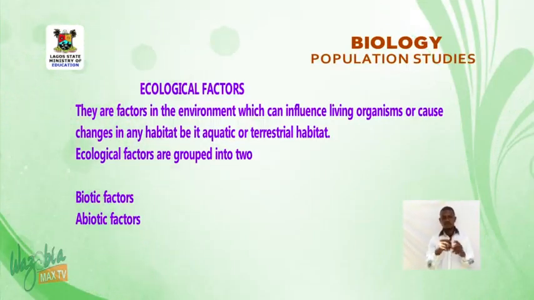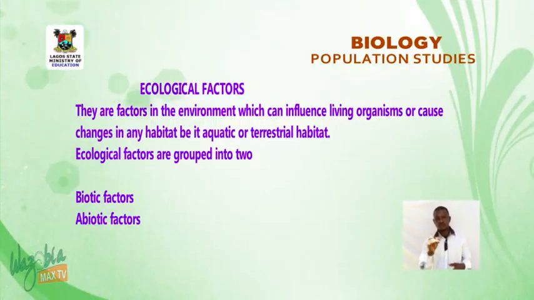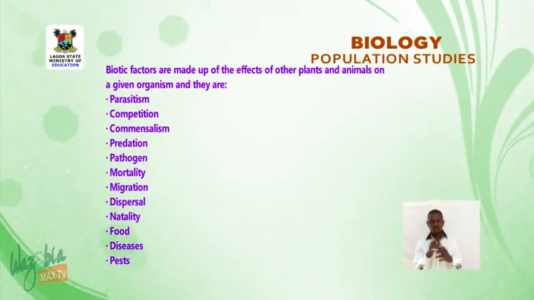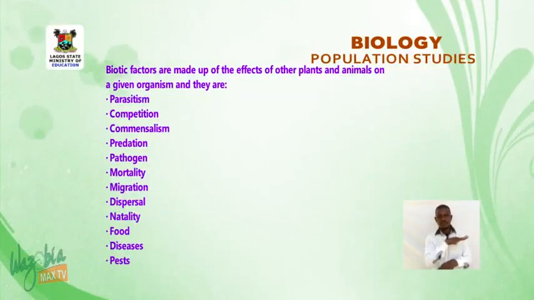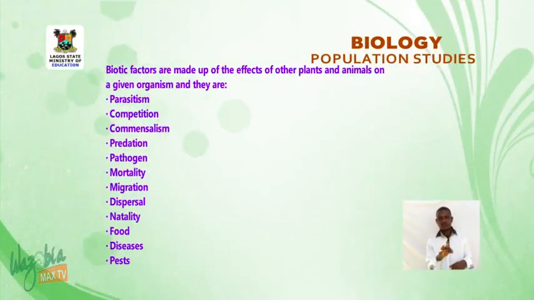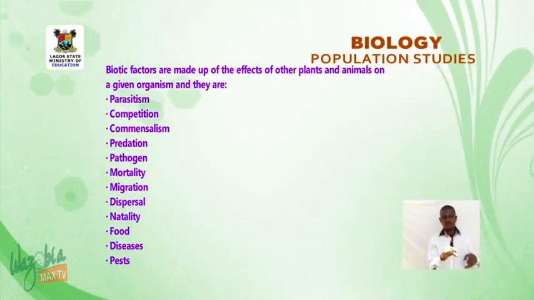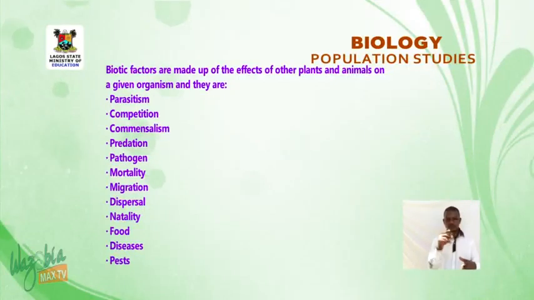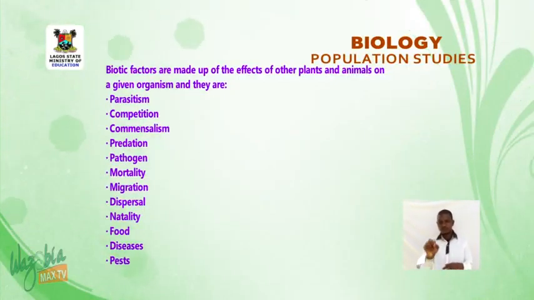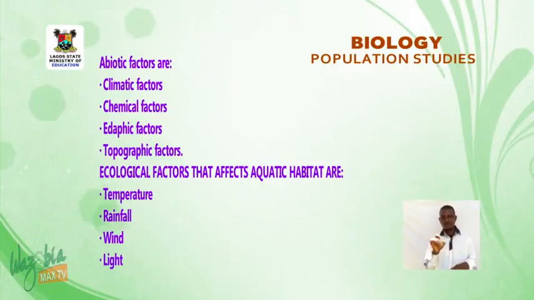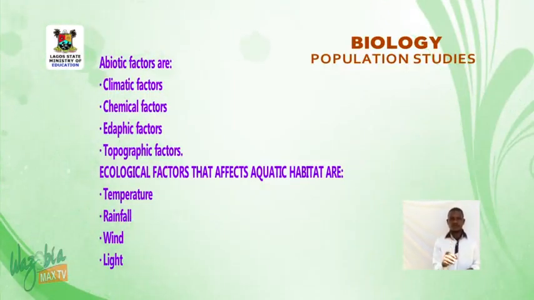Ecological factors are grouped into 2: biotic factors, abiotic factors. Biotic factors are made up of the effects of other plants and animals on a given organism, and they are parasitism, competition, predation, pathogen, mortality, migration, dispersal, natality, food, diseases, pests. Abiotic factors are climatic factors, chemical factors, edaphic factors, topographic factors.